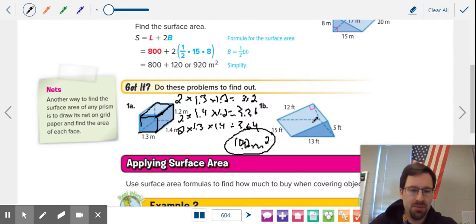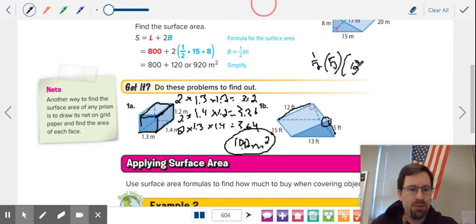Now with triangular prisms, what you want to do is find the triangles, and then there's 3 rectangles. So let's start with the triangles. It's half the base. The base is right here, 5. And then the height is 12.